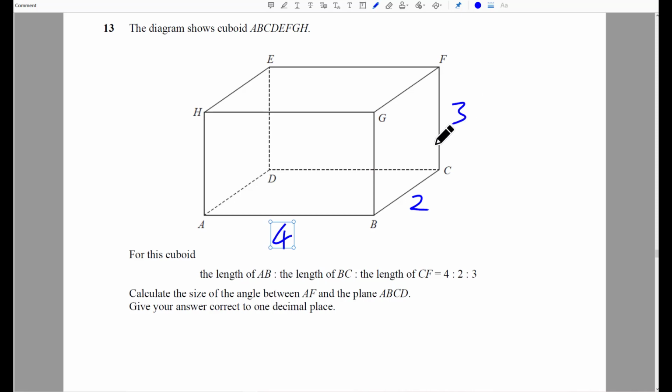Calculate the size of the angle between AF and the plane ABCD. So that's the plane ABCD here. I'm not going to show that in, and we want this angle going up to F. So we want the plane, essentially. Ooh, can I show you that? Boom. 3D trig.